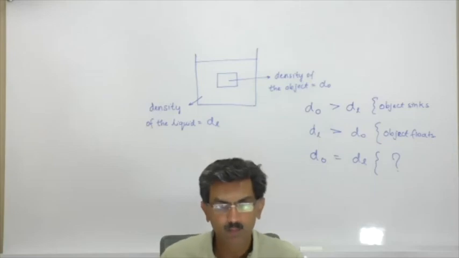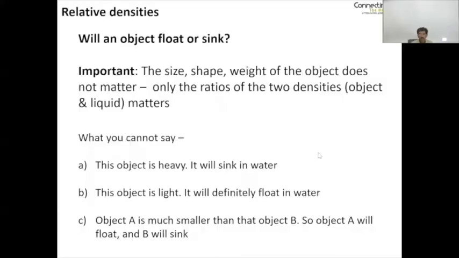Continuing the discussion, let us summarize that you cannot say that an object is heavy and therefore it will sink in water. It depends on the density of the liquid, water, and density of the object. You cannot say that an object is light and therefore it will float. That would be wrong as well, because a pin is light, but it will sink because of the density of the pin.